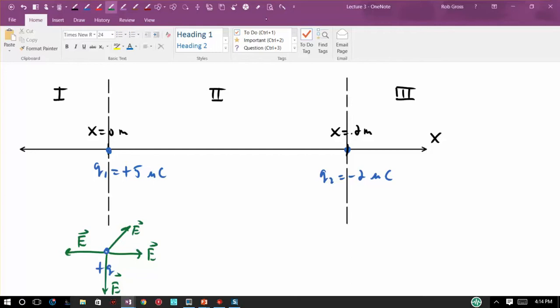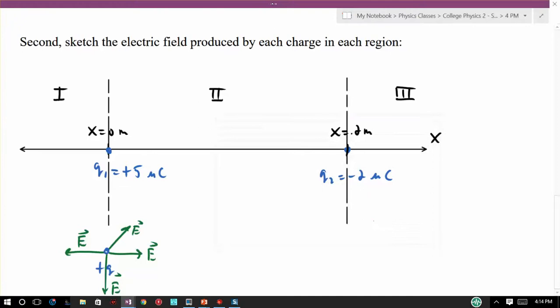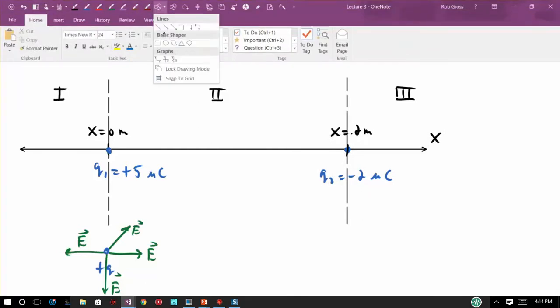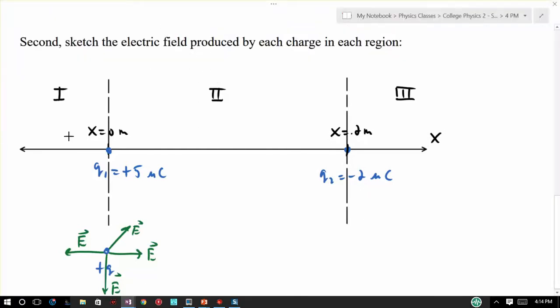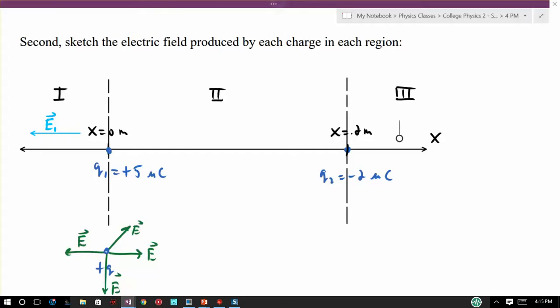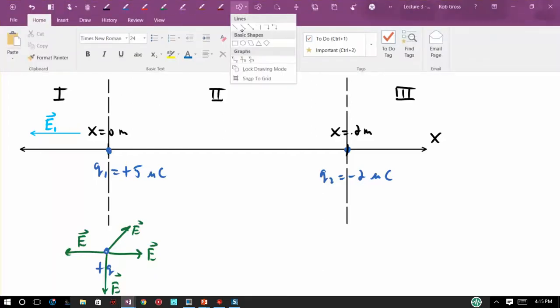So for charge 1, I'll just pick a random color here. Okay, so charge 1, the field anywhere to the left of it, which is region 1, goes to the left. So this represents the field for charge 1 in region 1. And then anywhere to the right, it doesn't matter if it's region 2 or region 3, all that matters is that you're to the right of charge 1. The field goes the other way, in the positive x direction.